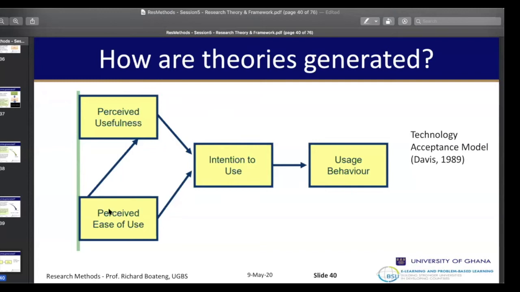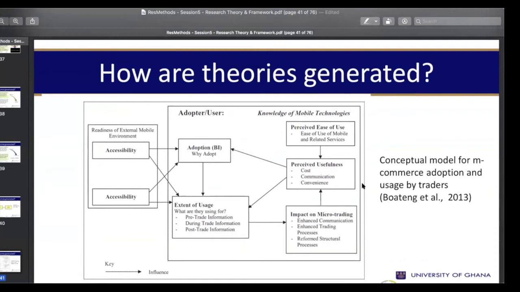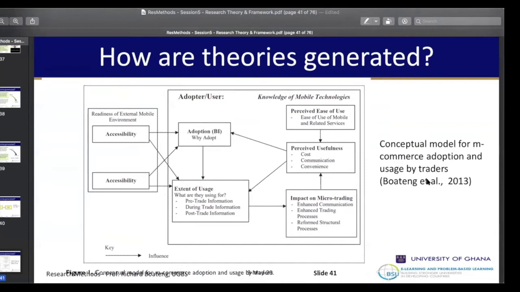Now, this is a widely used model. After it was developed, others started applying it. So I applied it to study, this is a conceptual model for e-commerce adoption among traders. I applied it to study mobile phones and trading in Nigeria. In Nigeria, we were trying to study how marketing men use mobile phones for trade.